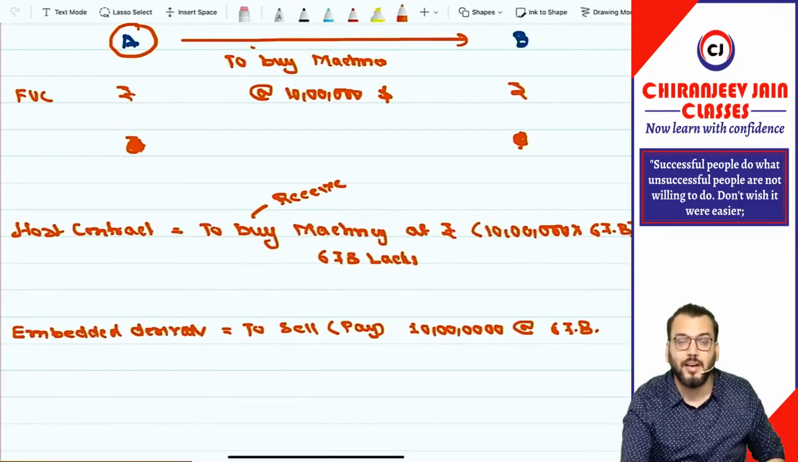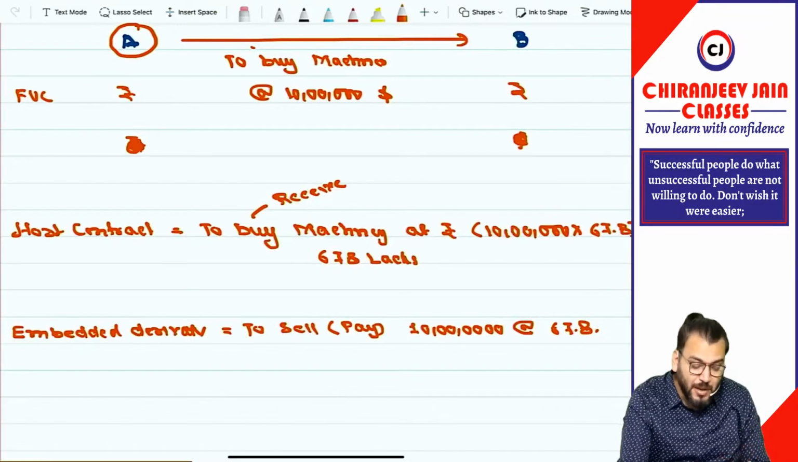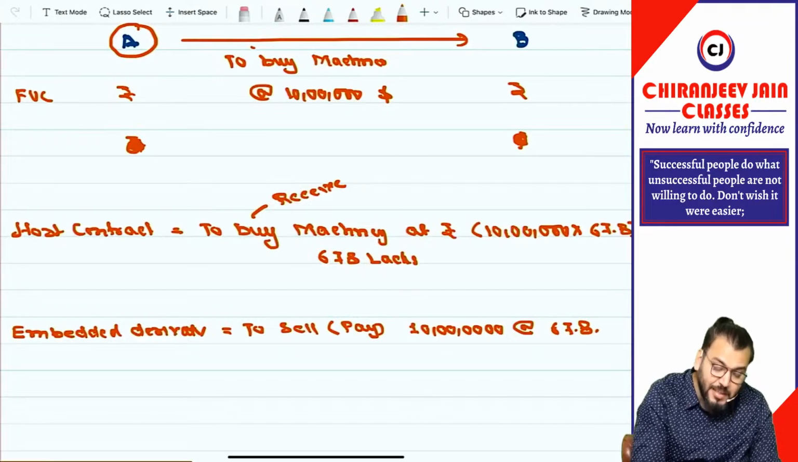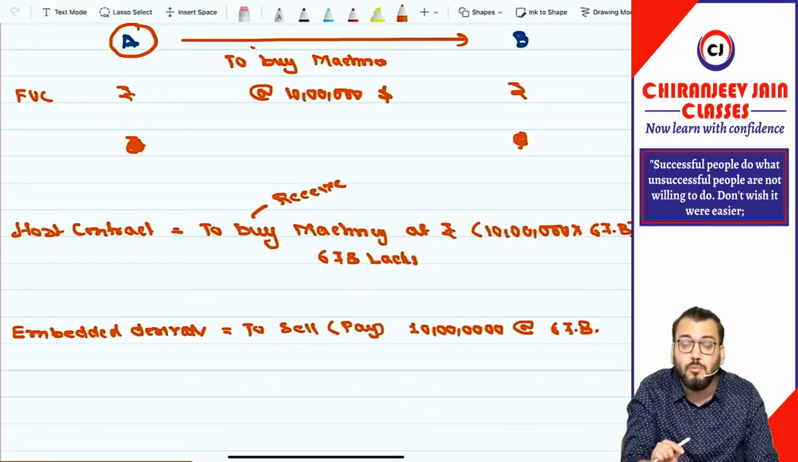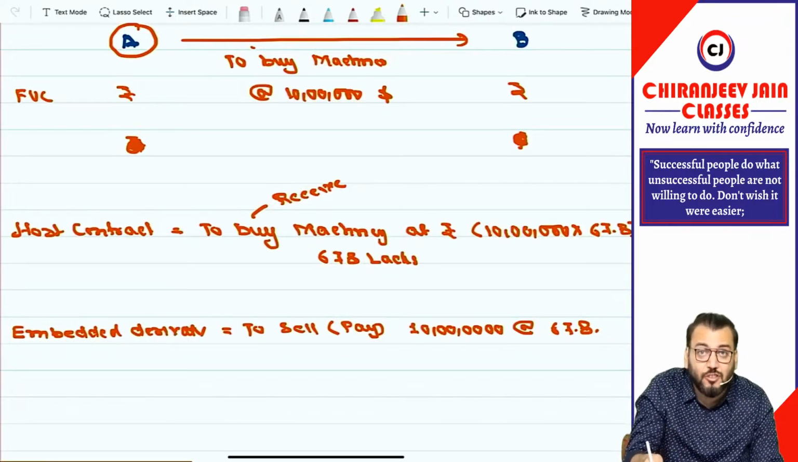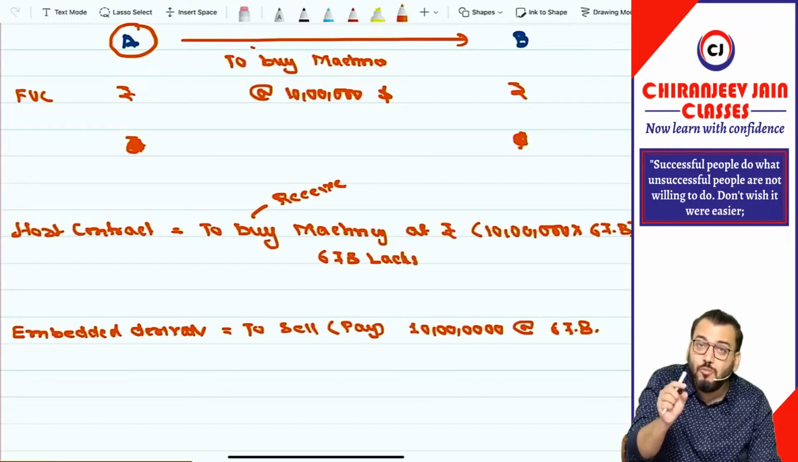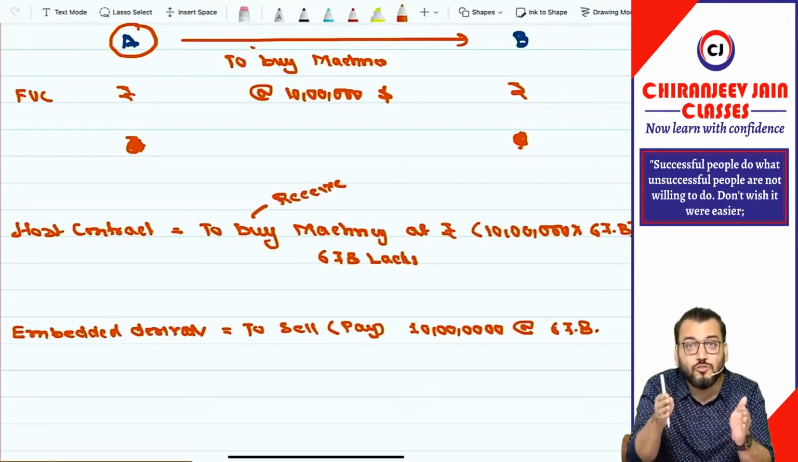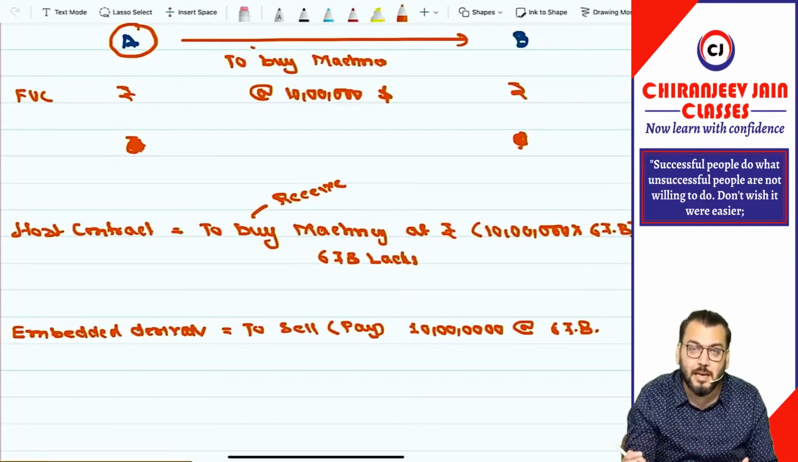This is the two contracts. I hope you have understood. Now we need to pass a journal entry for this. Have you understood why there is an embedded derivative? Because they want to earn with the changes in the price of the dollar also, meaning they want to earn some speculative income. So what Ind AS 109 says is that whenever a derivative is embedded in a host contract, we should separate it.